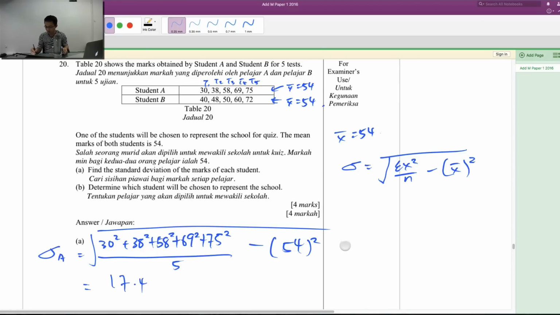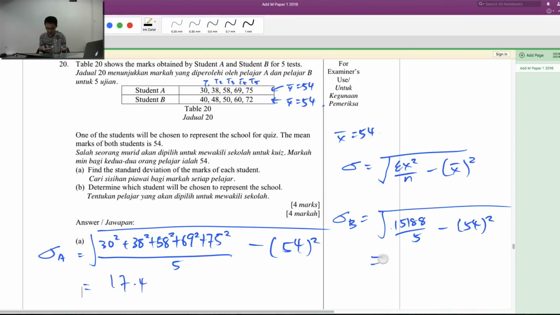Alright, so I will do the same thing for student B. Standard deviation for B. So here, it's the same thing. So I use the calculator straight away. 40 square plus 48 square plus 50 square plus 60 square plus 72 square. So I get 15188, divided by 5 minus 54 square, and then square root the answer. So I will get my answer, which is 11.8.